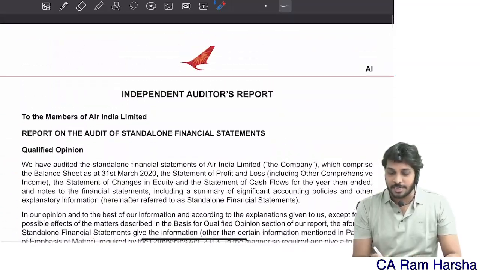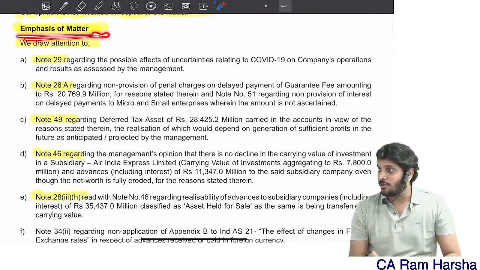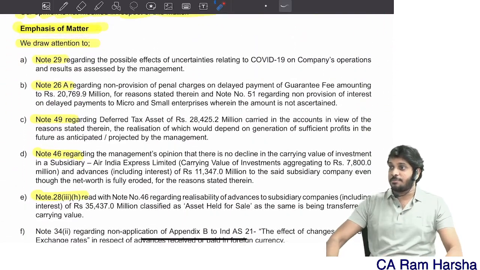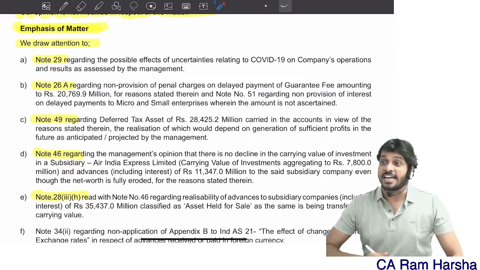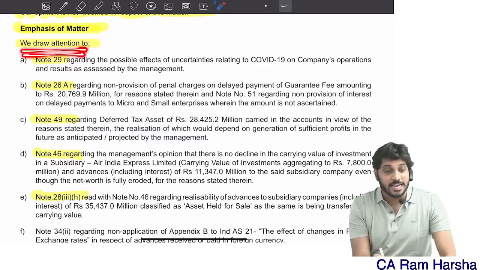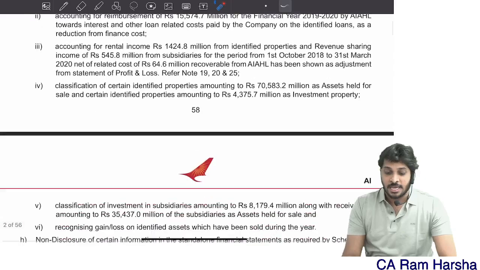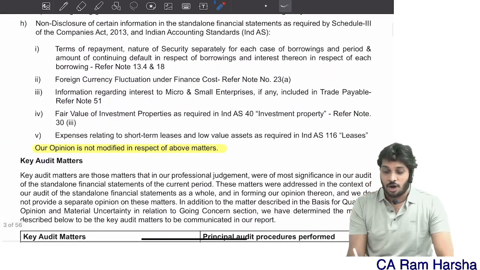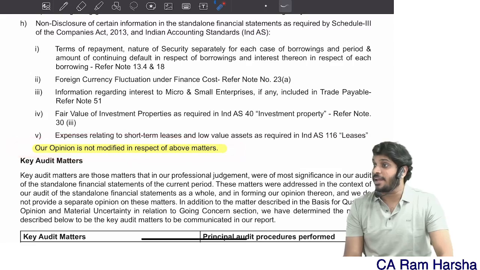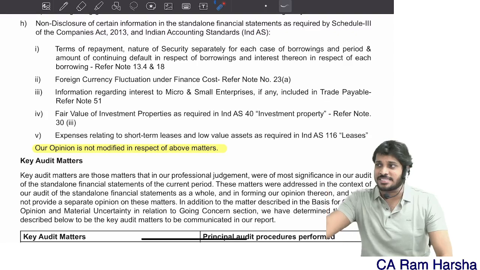You see, they gave a separate side heading for qualified opinion and a separate side heading for basis for qualified opinion; a separate section was given. So an emphasis of matter paragraph shall be presented in a separate section with the side heading Emphasis of Matter. The auditor has to draw attention to the note or the item that is described in the financials. At the end of the emphasis, the auditor has to mention that his opinion is not modified in respect of the above matter. The same thing is there in the book, you see.